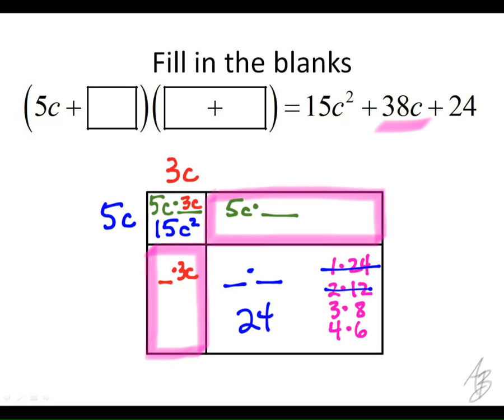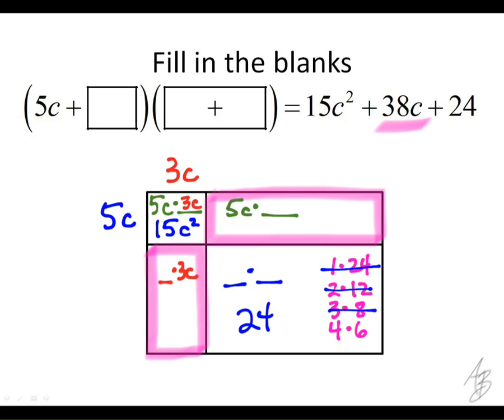Let's try the 3 here. If we put the 3 here and the 8 here, the 5c times 8, that's too big, isn't it? That's going to be 40c, so that's not going to work. What if I put it the other way? 8 and 3. Is that going to work? What's 8 times 3c? 24c. What's 5 times 3? 15. 24 plus 15 is 39, isn't it? Just a little bit too big. So the 3 and 8 are not going to work.